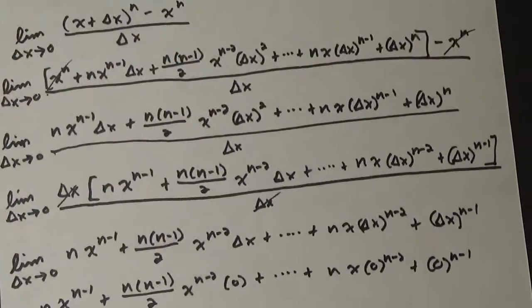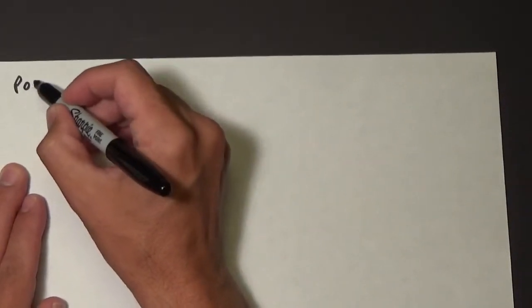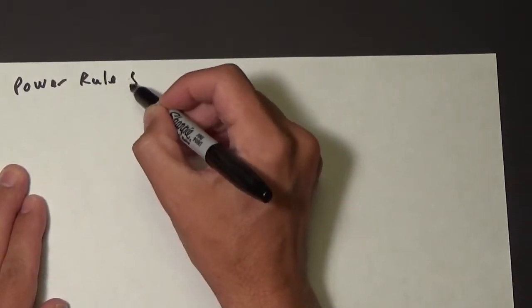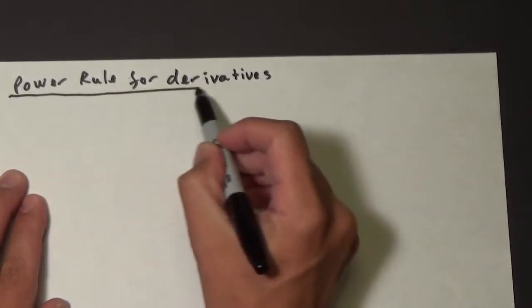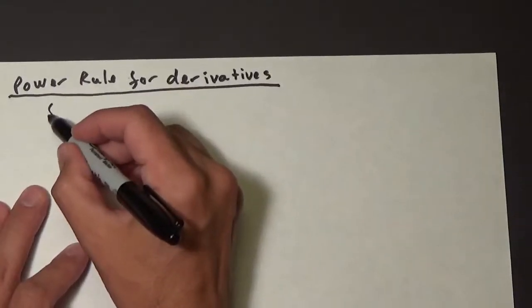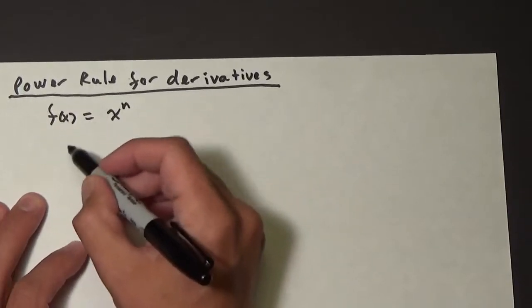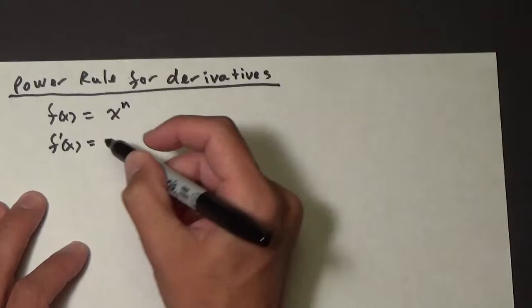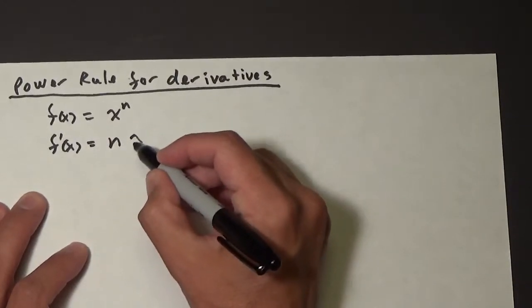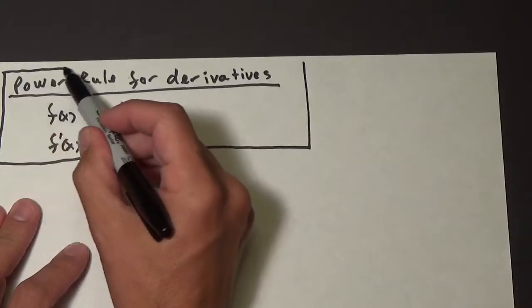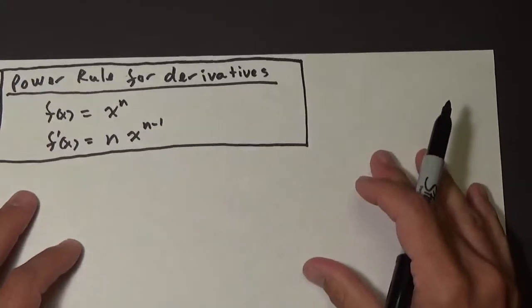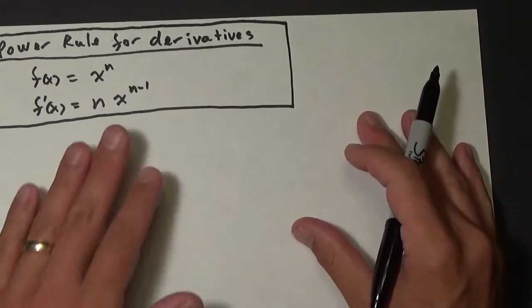Our power rule states, let me write it out. Power rule for derivatives. The power rule says if we have f of x equal to x to the n power, then f prime of x equals n times x to the n minus 1 power. And now that we derived it and showed that it is true for all cases, every time we have a power, we can just take the derivative using this formula.